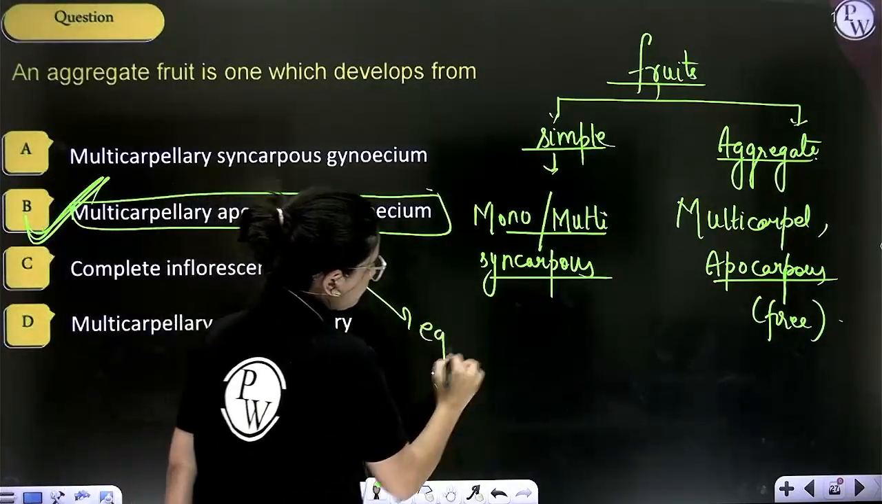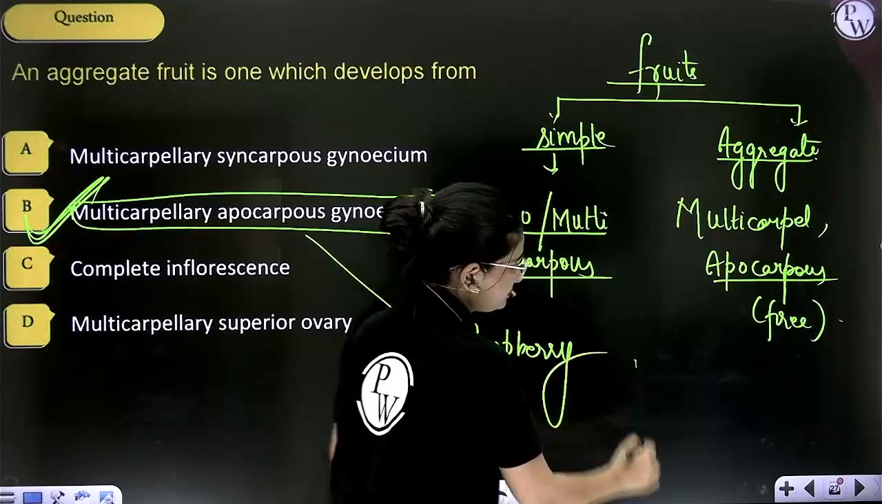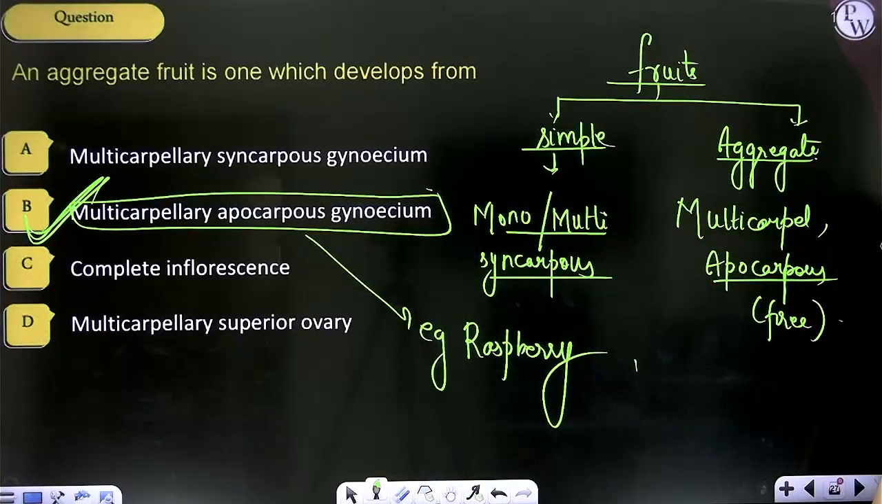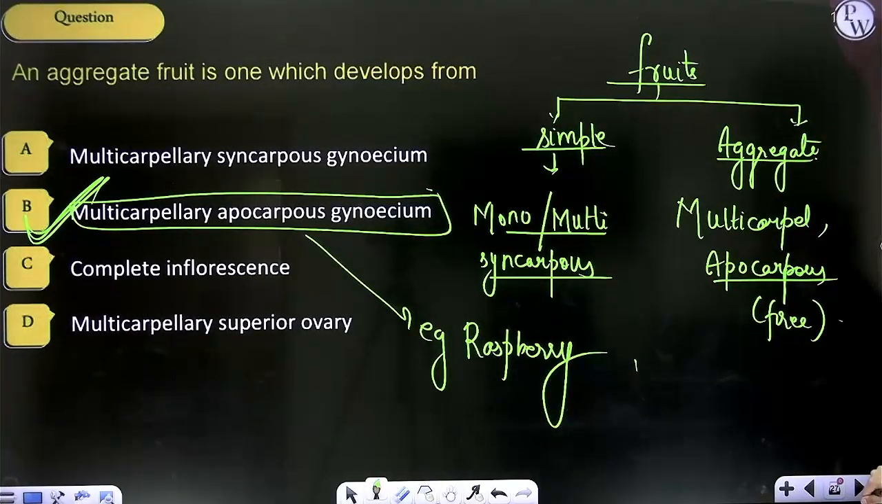Like for example, raspberry. Any doubts? Any confusion? Just check it once, I'll leave it, and then if you understand it well, then we will proceed further. Okay, next.